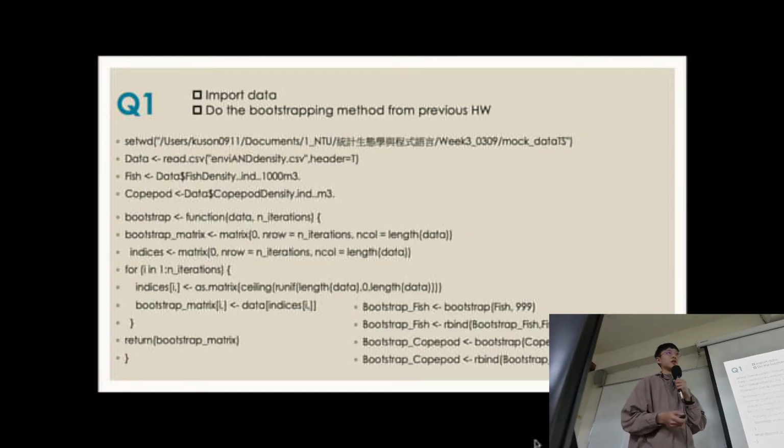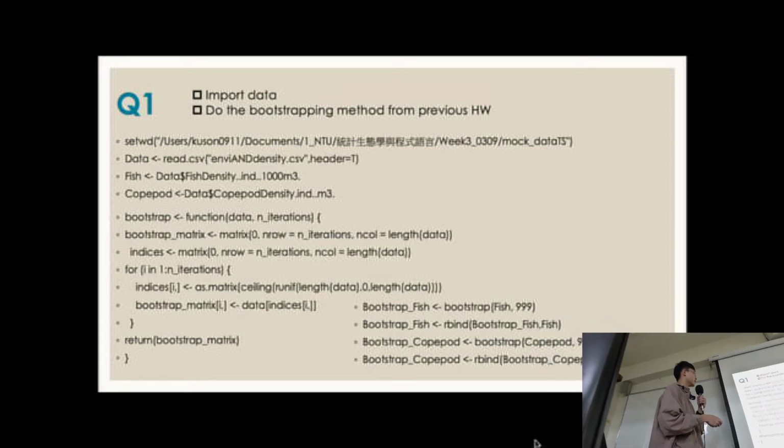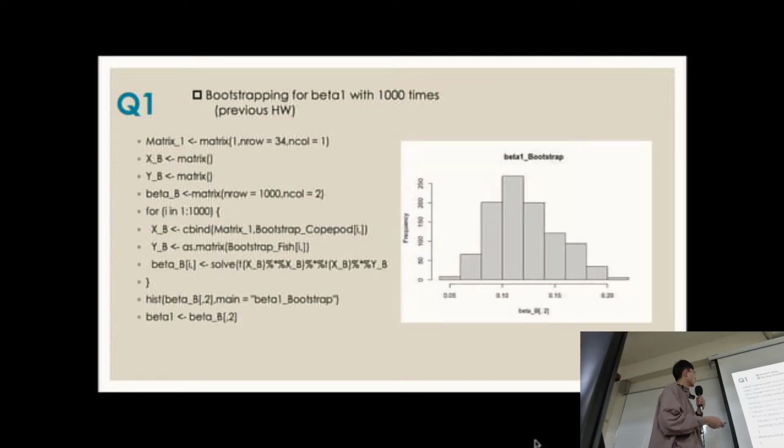So first, from the previous homeworks, I just import my data and define a function of the bootstrap. After doing this, I can get the matrix of the bootstrap fish and the bootstrap cauliflower. And also, doing the previous homeworks, I bootstrap the beta 1, and you can see the histogram of the beta 1 distribution.